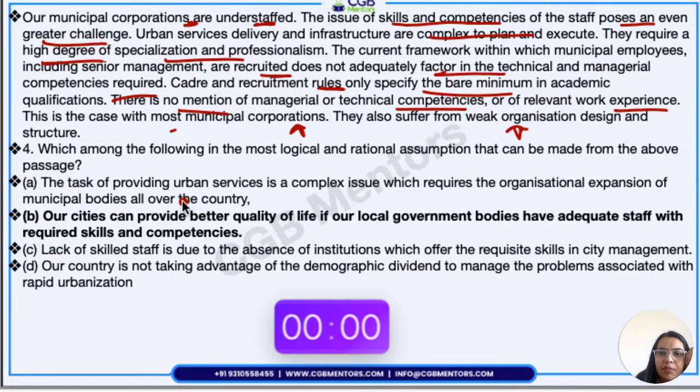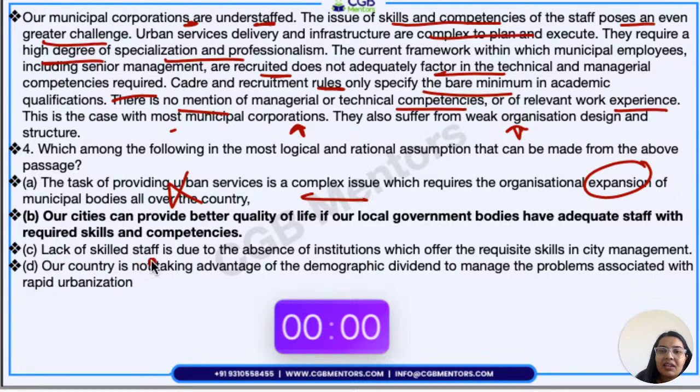The task of providing urban service is a complex issue and that requires organizational expansion of municipal bodies. Is the passage talking about कि bodies enough नहीं है, issue बड़ा complex है तो number of people बढ़ा दो और लोगों को hire कर लो? No. So this was not my assumption.